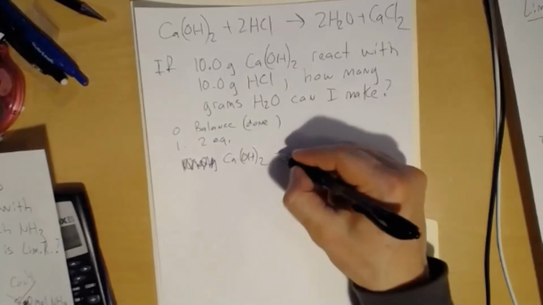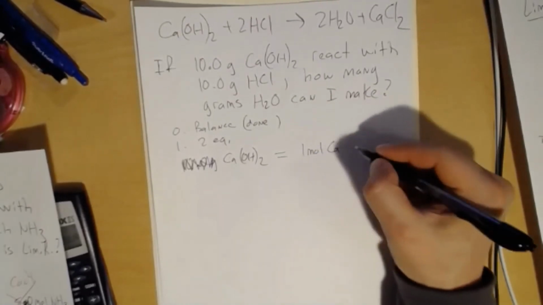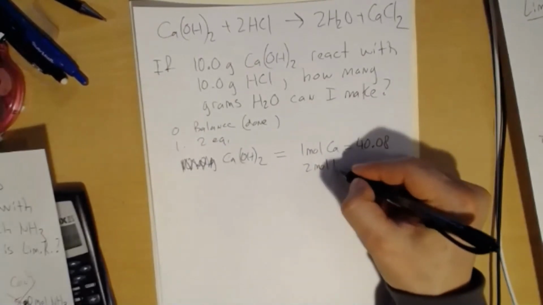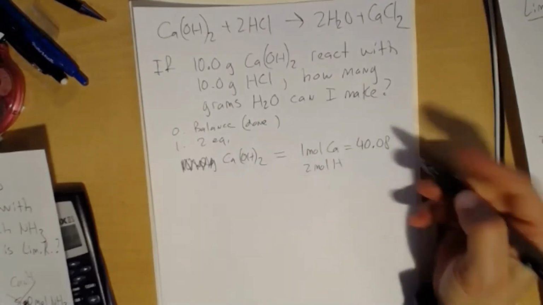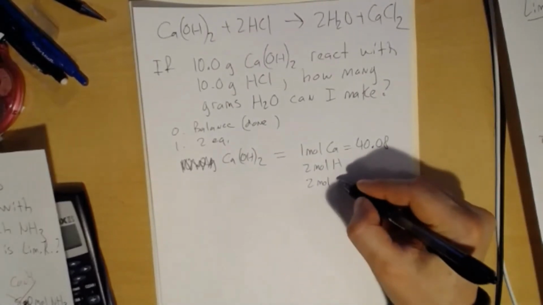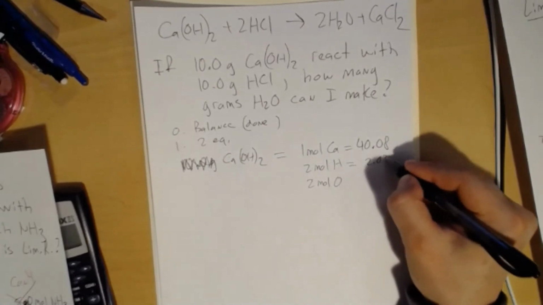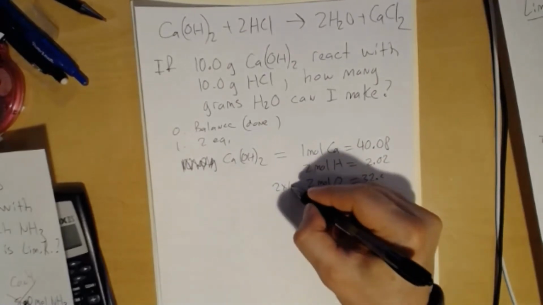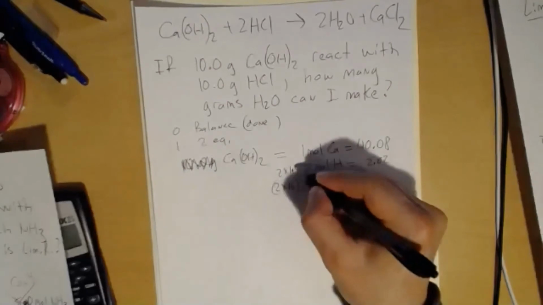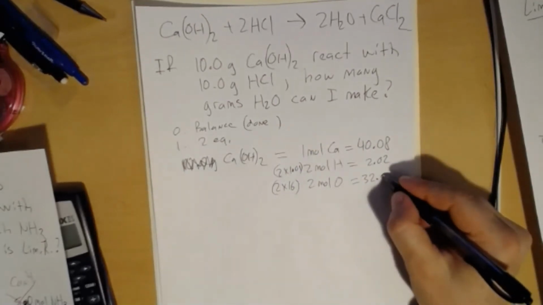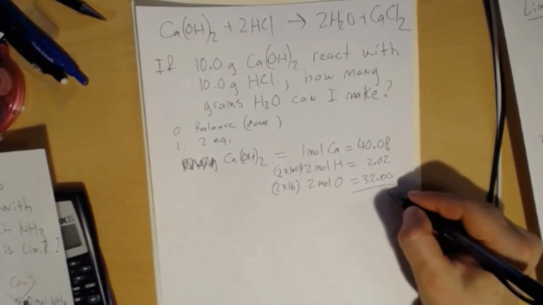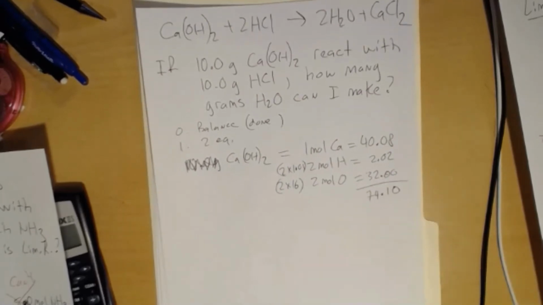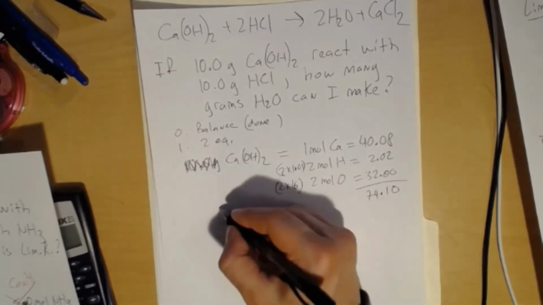So calcium hydroxide has 1 mole of calcium, which I think is 40.08, and 2 moles of hydrogen. Is that right? Because the 2 distributes, yeah? And 2 moles of oxygen. So 2 moles of hydrogen is 2.02. 2 moles of oxygen is 32, right? 2 times 16. 2 times 1.01. Okay, so if I add all that up, I get 74. Is that okay?